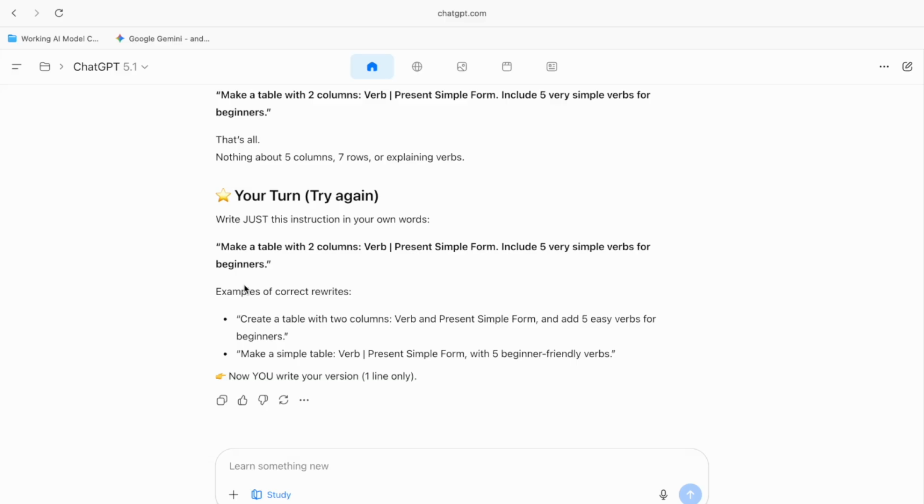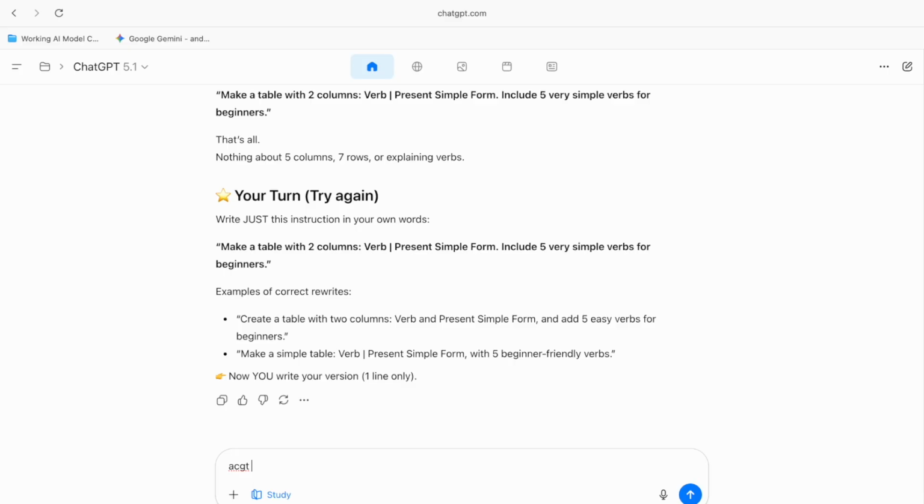So I'm making a whole new prompt. Okay, so the question is, your turn again. We just use this instruction in your own words: make a table with 2 columns. First, verb, present simple form, include 5 very simple verbs for beginners. Explain examples of correct rewrites.